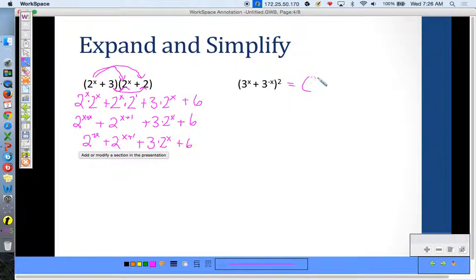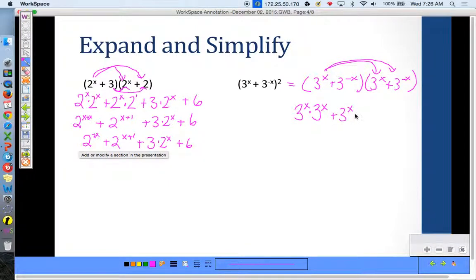Well, squared means we have it twice. 3 to the x plus 3 to the negative x, times 3 to the x plus 3 to the negative x. So we start distributing again. 3 to the x times 3 to the x, plus 3 to the x times 3 to the negative x. Distribute here, plus 3 to the negative x times 3 to the x, plus 3 to the negative x times 3 to the negative x.